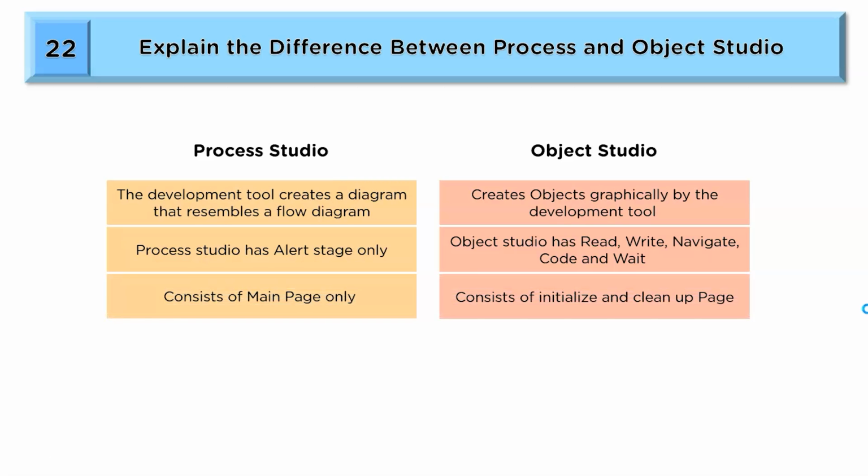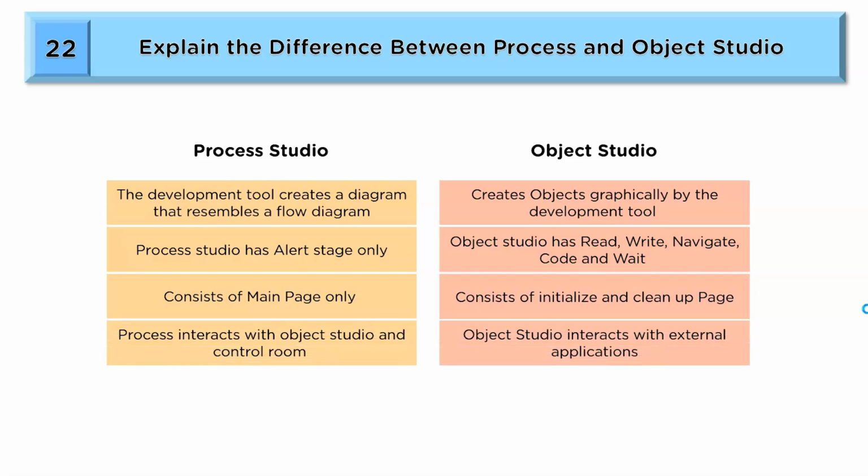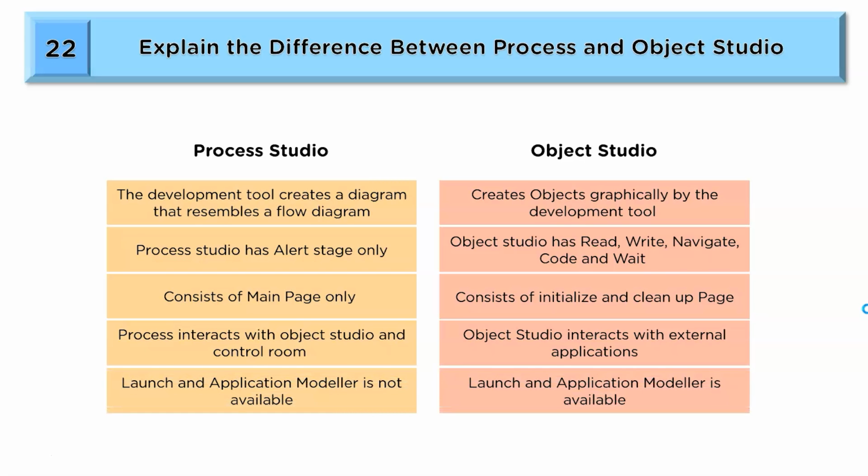Process Studio consists of the main page only. Object Studio consists of initialize and cleanup pages. Process Studio interacts with Object Studio and the control room. Object Studio interacts with external applications. Launch and application modeler are not available in Process Studio, whereas in Object Studio, they are available.